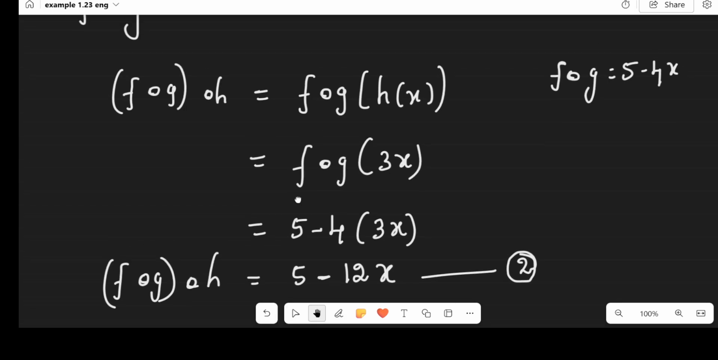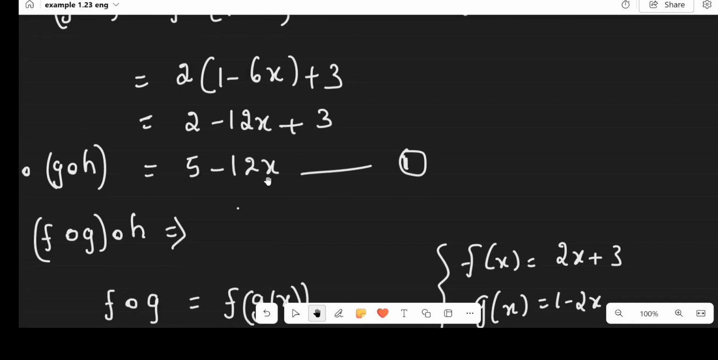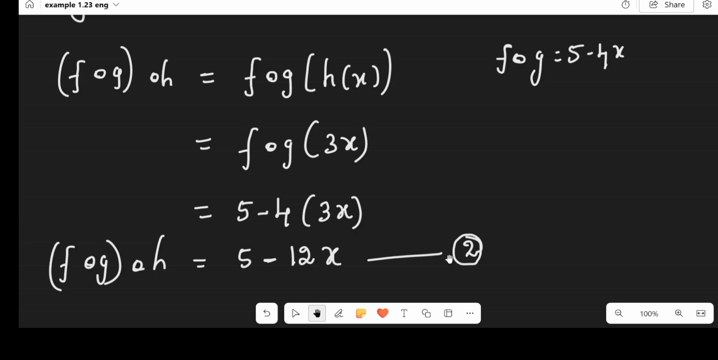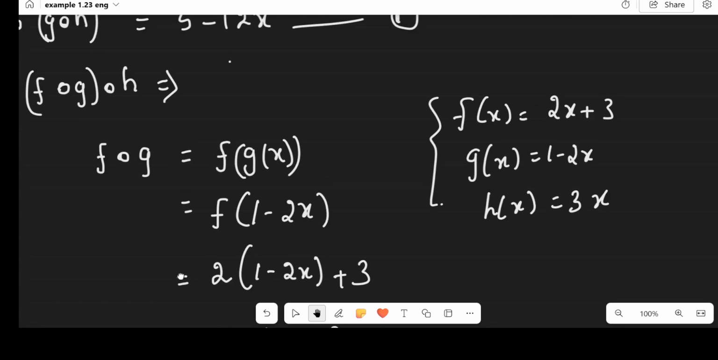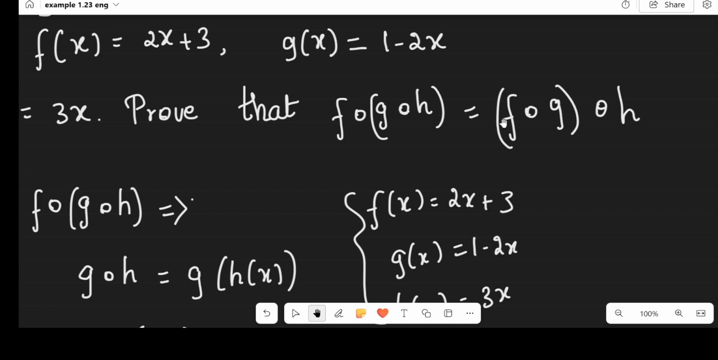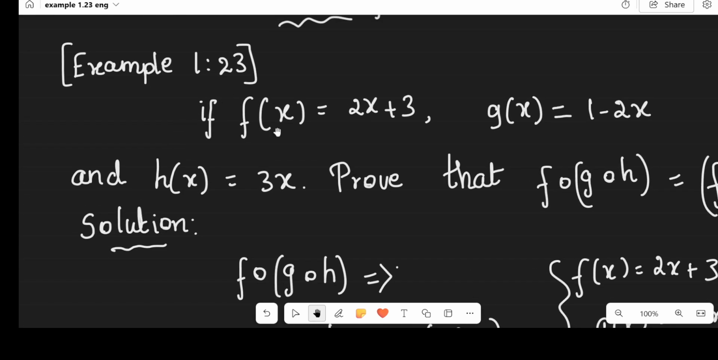So just check equation number 1 and 2, whether they are equal or not. Here we have gotten equation number 1 as 5 minus 12x, and equation number 2 is also 5 minus 12x. Hence, it is proved that f of g of h is equal to f of g of h. What would be the answer? Hence, it is proved that f of g of h equals f of g of h. This is all about example 1.23.